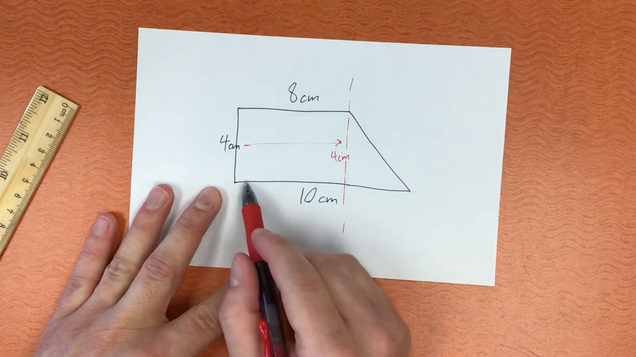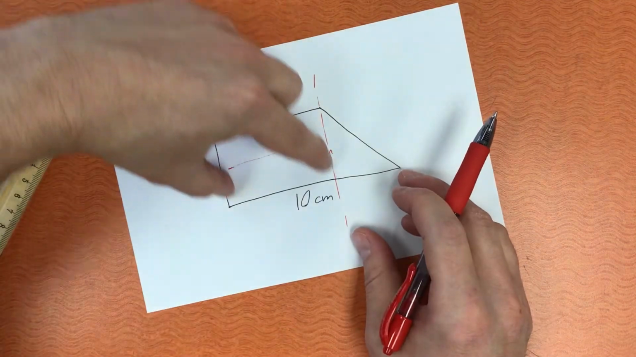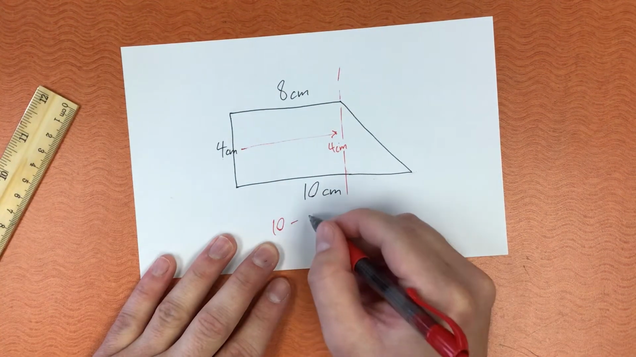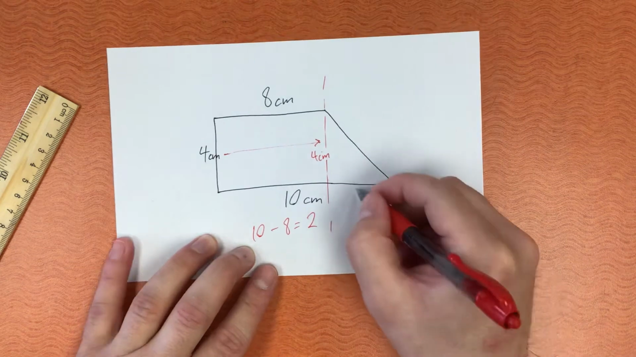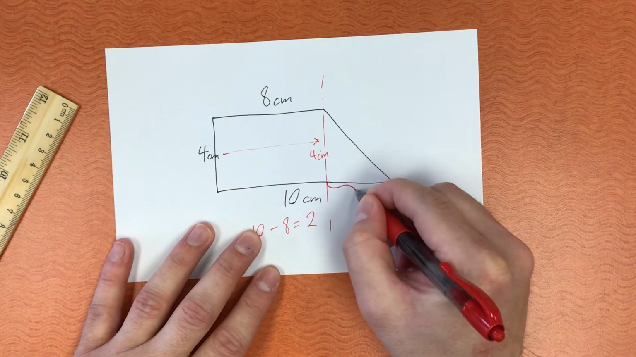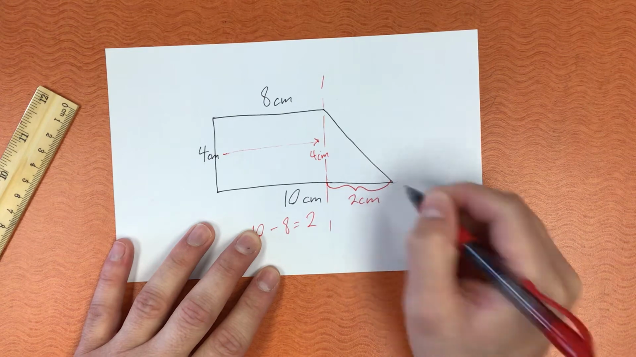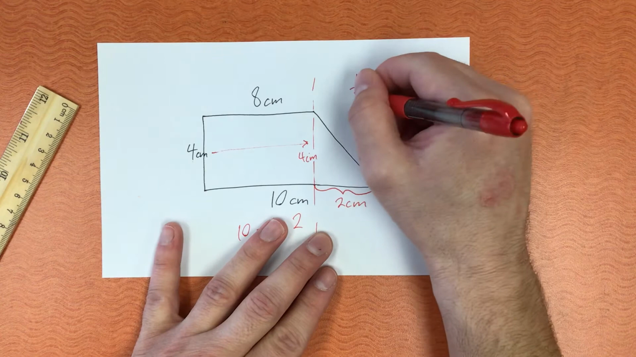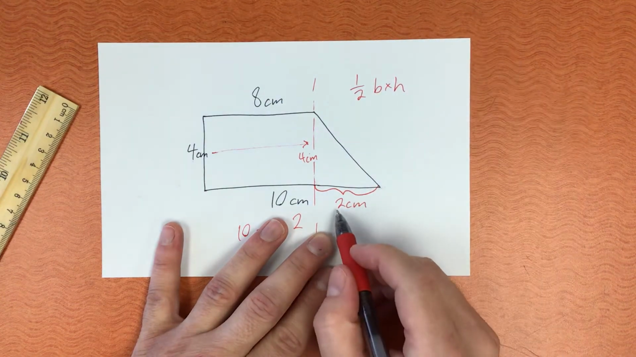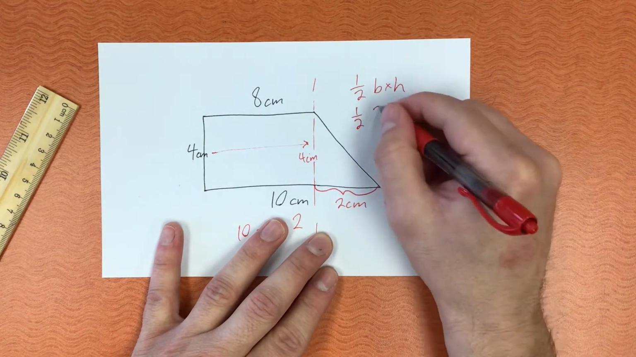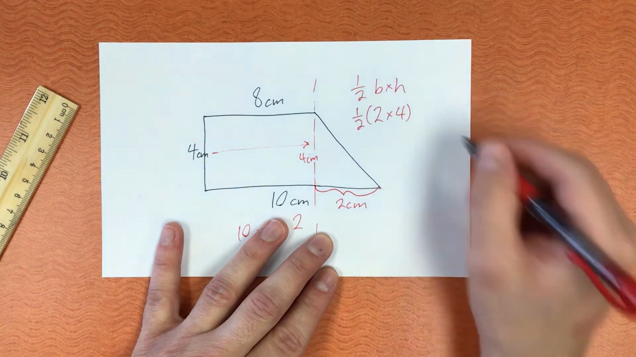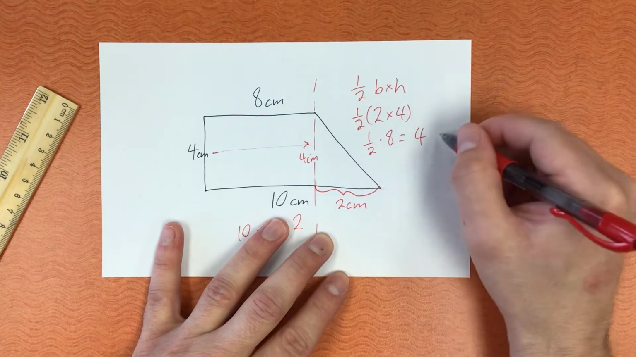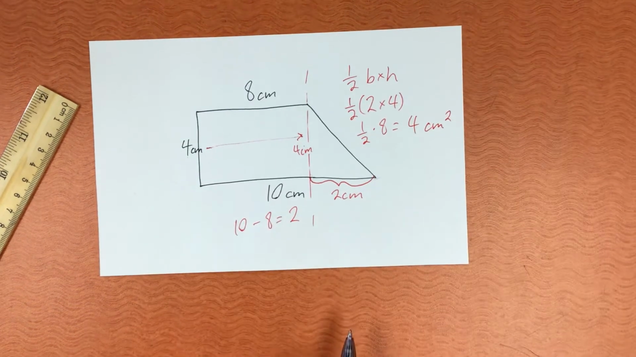So if I say, well, 10, take away that 8, it'll leave me with whatever's left right there, right? So I'm going to say 10, take away the 8, gives me 2. So I know that this part right here is 2 centimeters, just that part, okay? And now, look at that, we can figure out our triangle. We have 1/2 base times height, so 1/2 of the base, 2, times the height, 4. Base times height would be 8. 1/2 of that would be 4 centimeters squared.